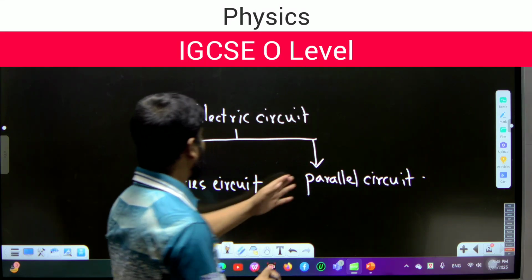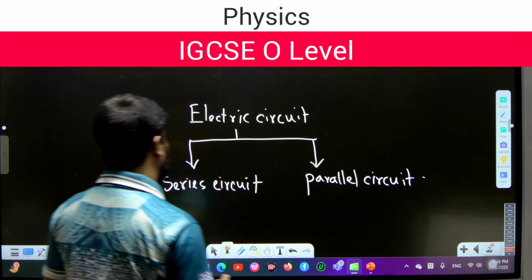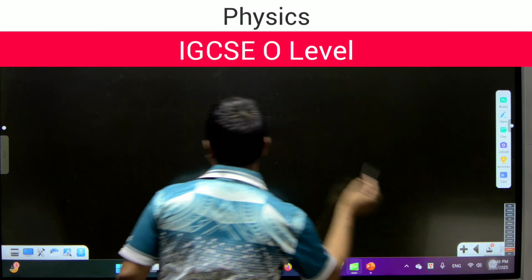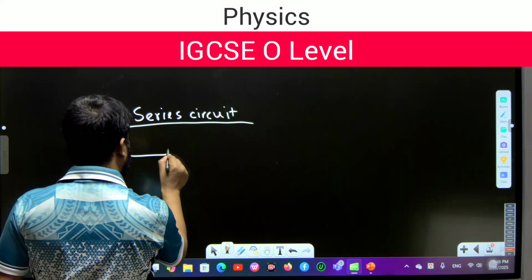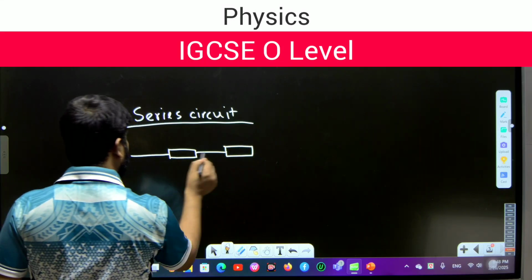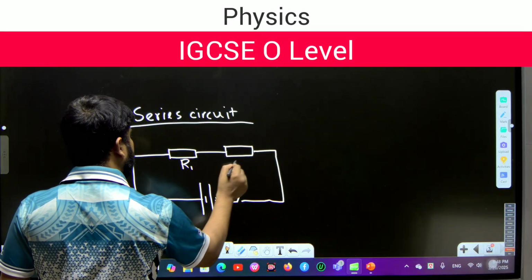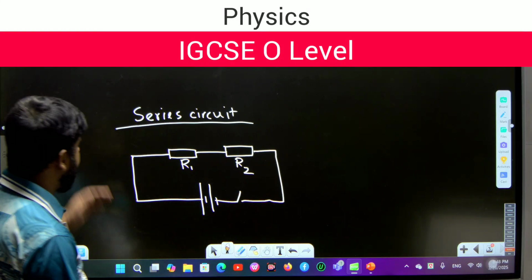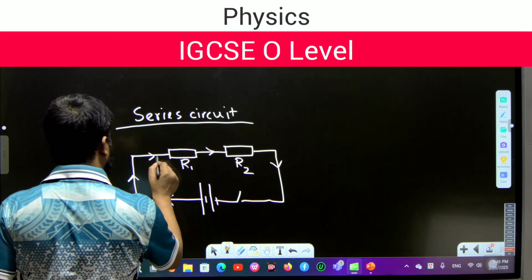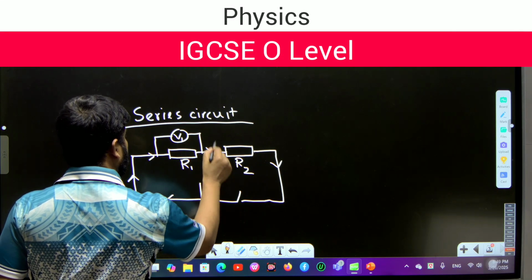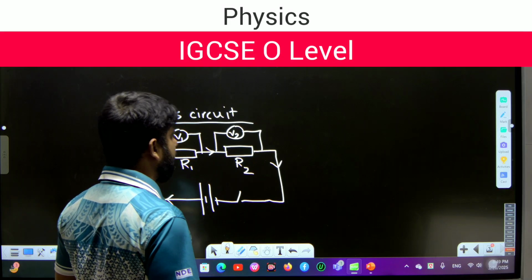On the other hand, in a parallel circuit, the components are connected in such a way that the current is divided among the branches, but the voltage across each component remains the same. Now the series circuit: this one is a fixed resistor. If circuit components are connected in such a way that the same current flows through each component, so R1 and R2 are connected in series because the same current flows through all the components. So the current flowing through the components remains the same, but the voltage across each component is different. This one is the series circuit.